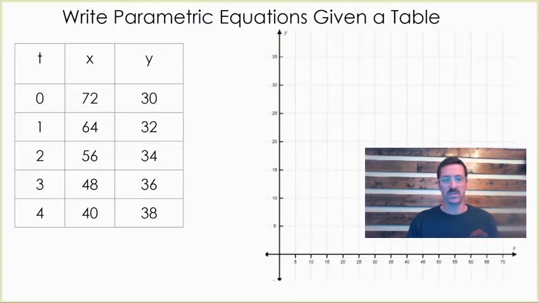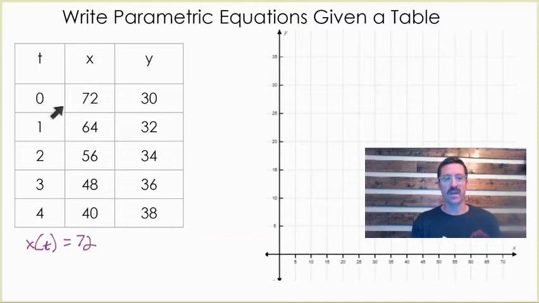There's a bunch of different ways to do this, but the way I like to think of it is I think of this as our starting point. That would be almost like a y-intercept if we were graphing a standard equation. So our x equation is going to start at 72 because that's the value when t is 0. And then I just look at the pattern that's happening and see what we have here.